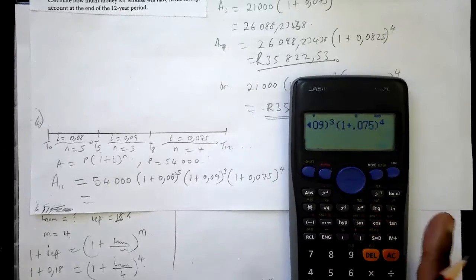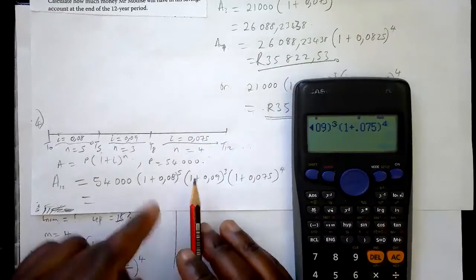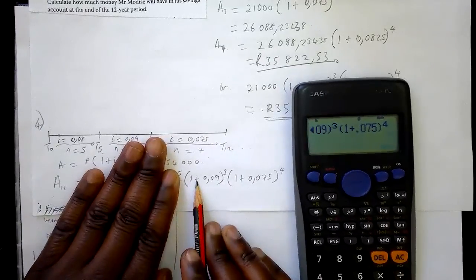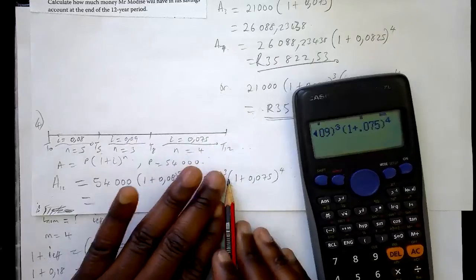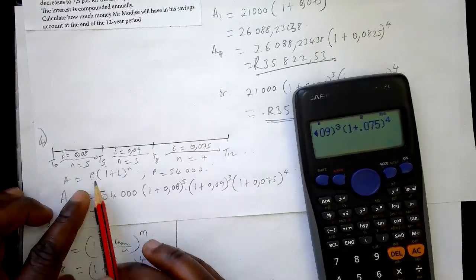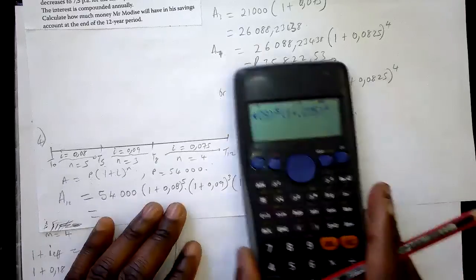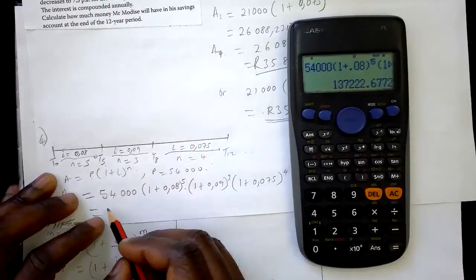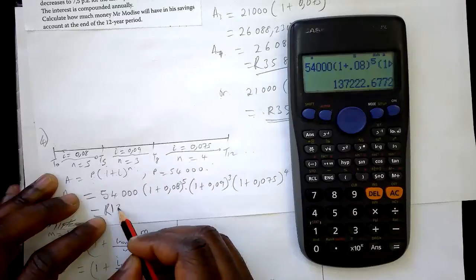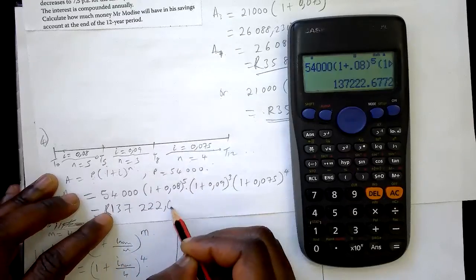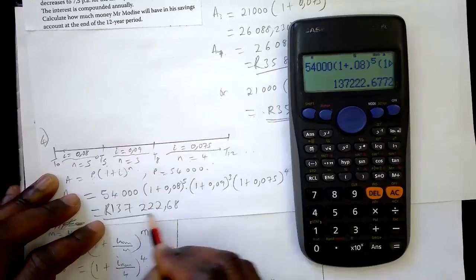Now, understand something here. The reason why we're doing this: this one acts as a principal. This whole thing acts as a principal for the second phase. Then this whole amount here acts as a principal. That's why we are doing this, because our formula is A equals P times (1 plus i) to the power of n. Then you can find the answer here. We find the answer is 137,222.68. Okay, this is in rands.